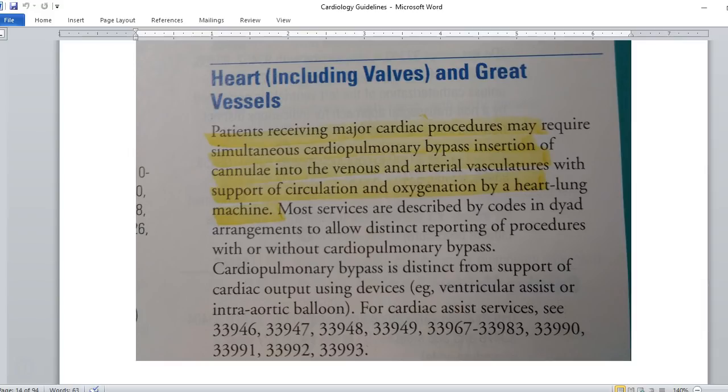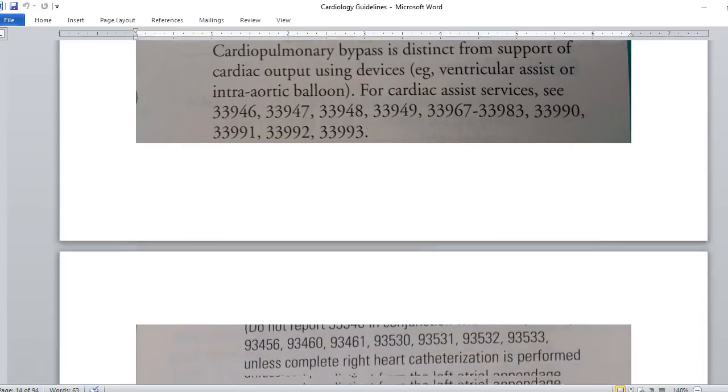So we can actually clamp off an area. We can actually stop the heart and allow the patient to continue to be sustained on cardiopulmonary bypass while we do these procedures. And the biggest thing, again, is that we need to know with or without cardiopulmonary bypass so that we get to the right set of codes.